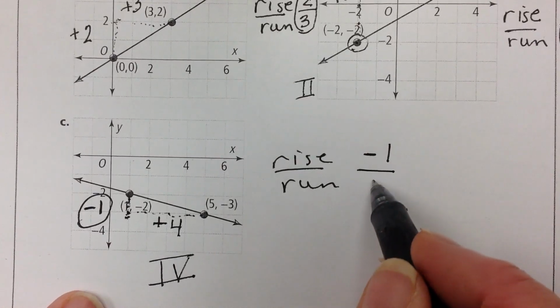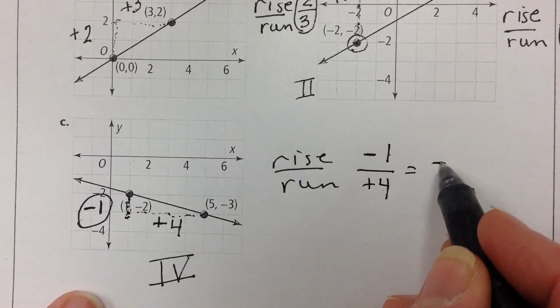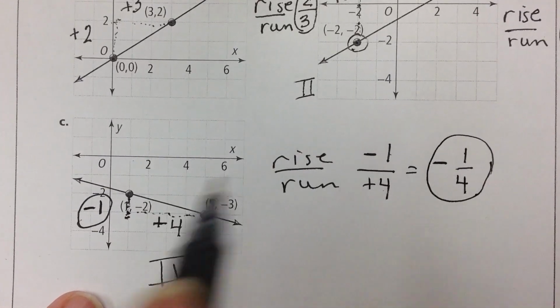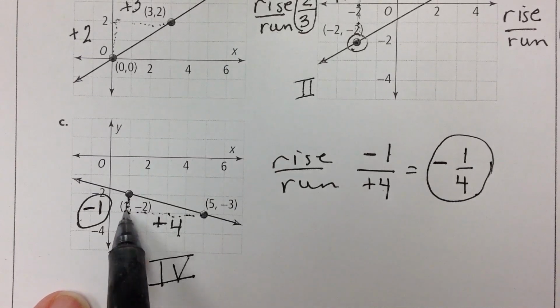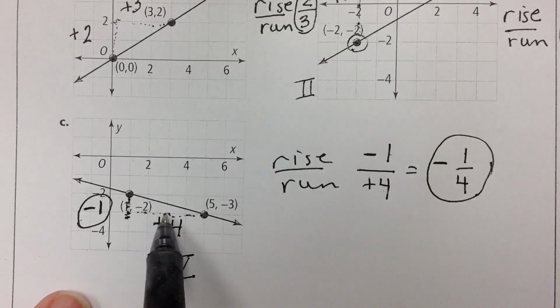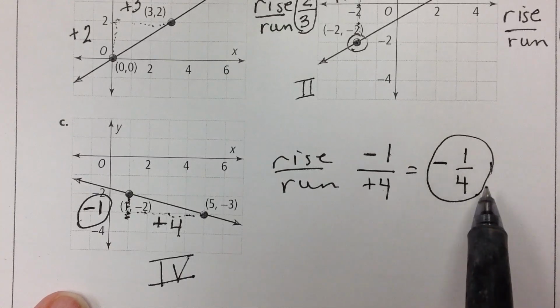So I have negative 1 over positive 4. A negative divided by a positive gives you a negative. So your slope in C part is negative 1/4. So rising downward was negative. So I had to go down 1, negative 1, and to the right 1, 2, 3, 4. So your slope of C part is negative 1/4.